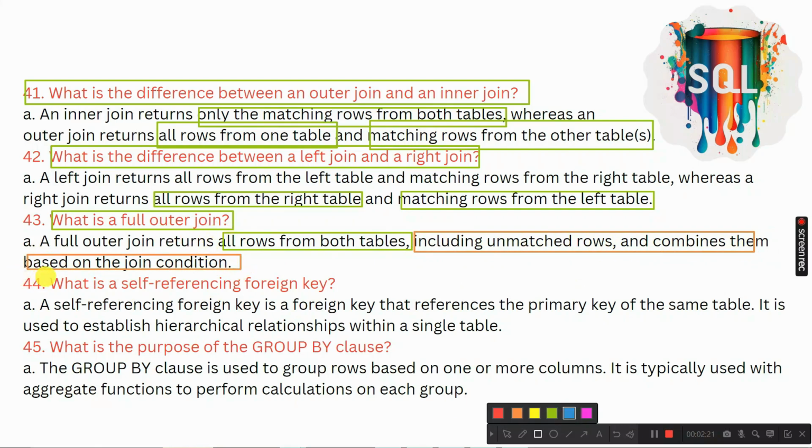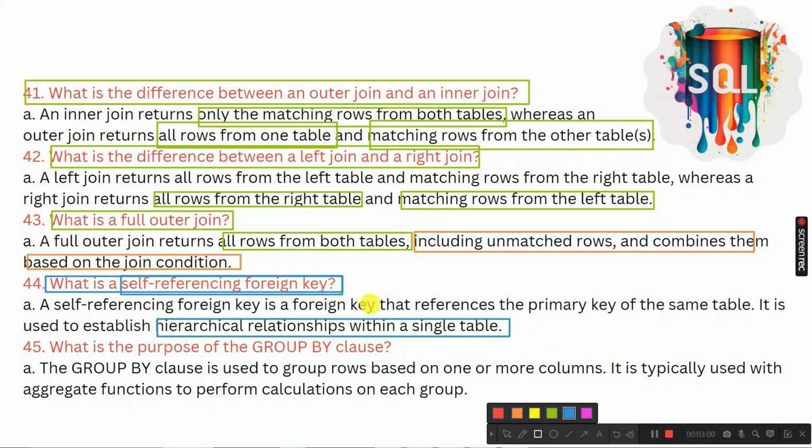Next question is, what is self-referencing foreign key? This is also one of the most important questions. So the answer is, a self-referencing foreign key is a foreign key that references the primary key of the same table. It is basically used to establish the hierarchical relationship within the single table. This is the main purpose of creating the self-referencing foreign key in a table.